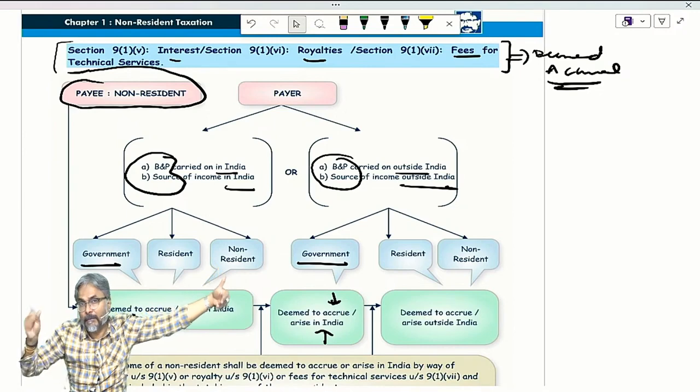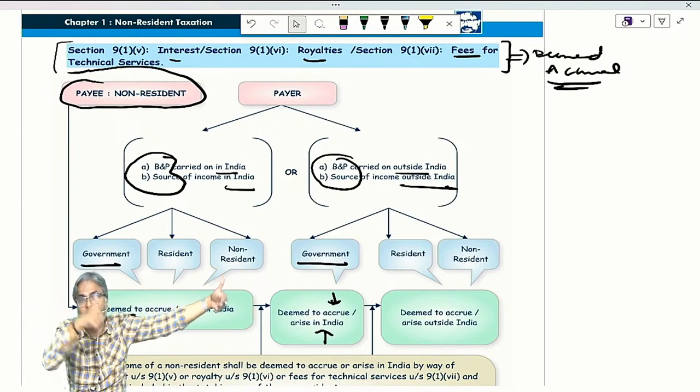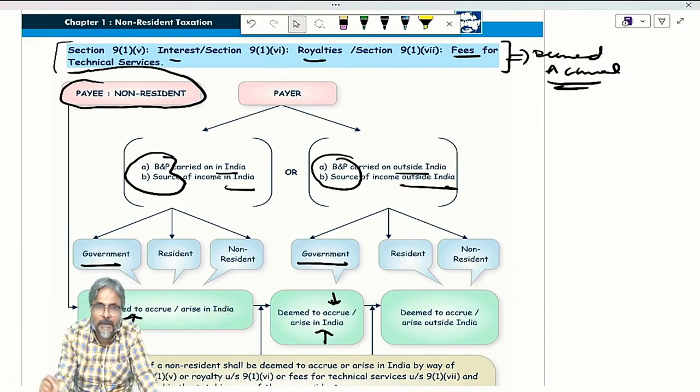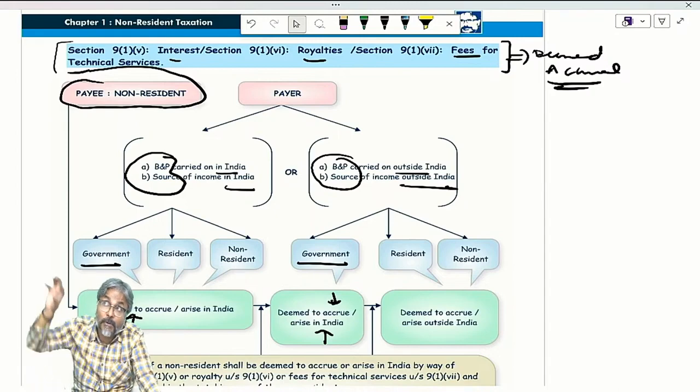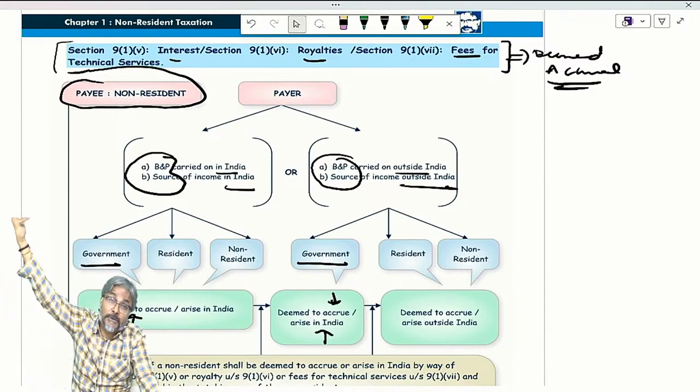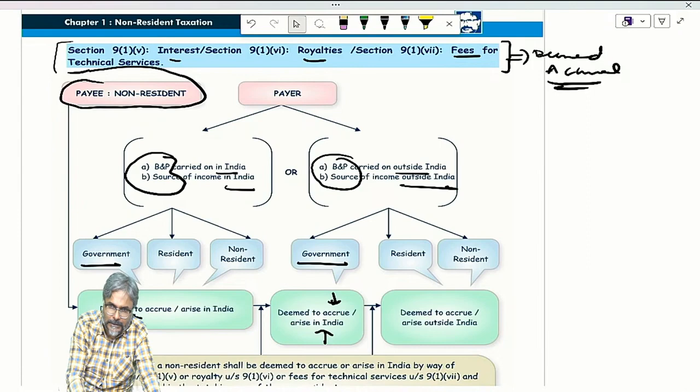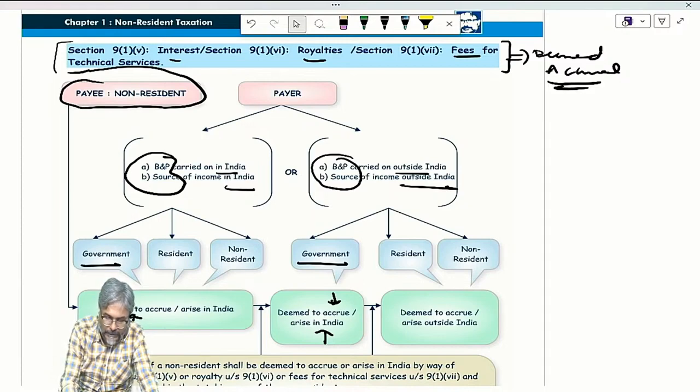Why? Who is the payer? What is the payment? Payment is interest. If the payment is interest, then who is the payer? Government of India. That's it. Then we don't ask further questions, whether the loan was taken for a project in India or a project outside India. Why, students? That exactly is the point. I hope that all of you are clear with this one. Therefore, this is what it is.